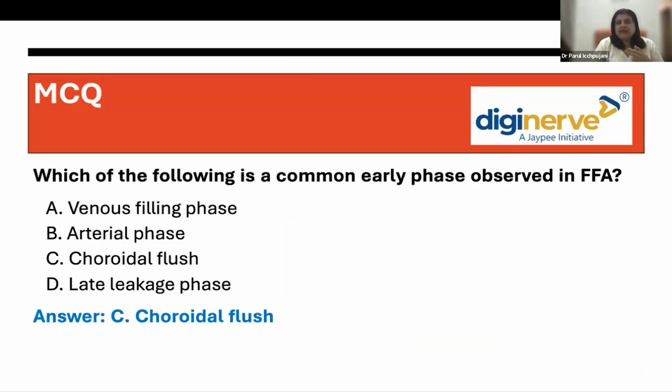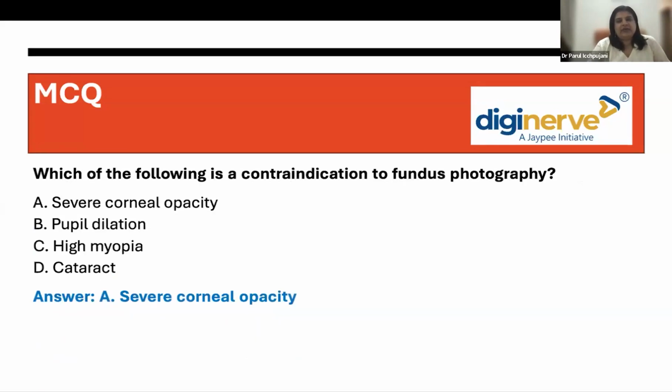Venous filling, arterial phase, choroidal flush, or late leakage. Now, we have discussed the phases, and we know it enters the choroid first, the choroidal flush, followed by the arterial phase, then the venous phase, and then the late leakage. So if it was fastest fingered first in the correct order for KBC, the correct answer would have been CBAD: choroidal flush, arterial phase, venous filling phase, and late leakage phase.